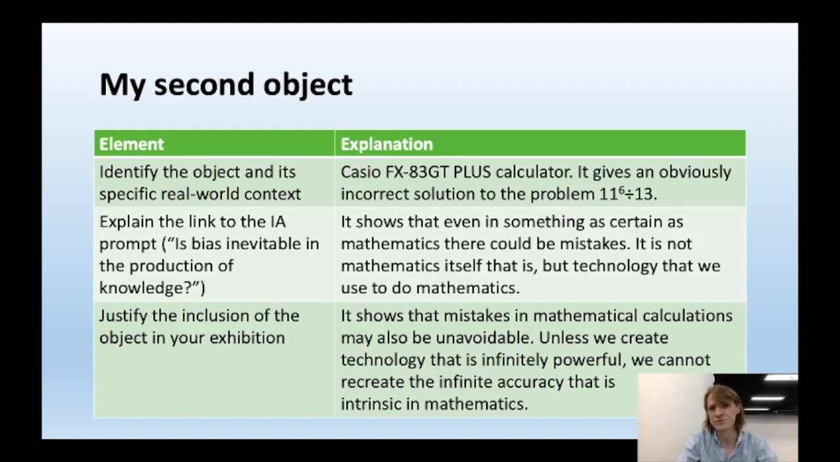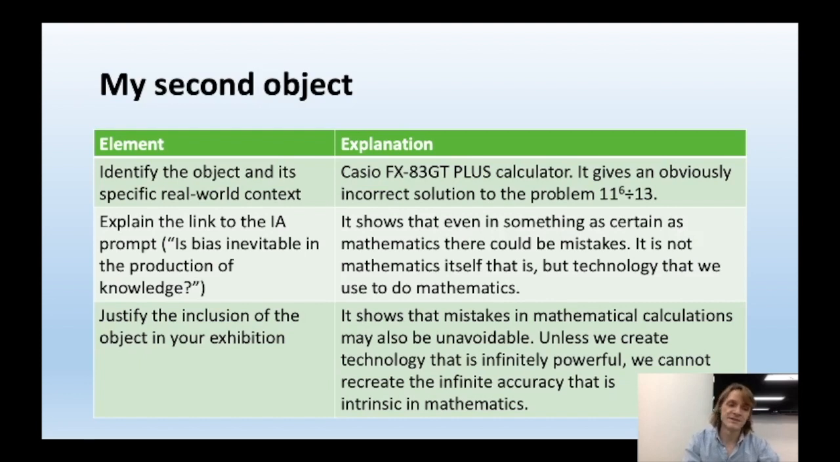The real-world context seems to be pretty specific. How will I explain the link to the IA prompt? Well, this example shows that even in something as certain as mathematics, there could be mistakes. It's not mathematics itself that is mistaken, but the technology that we use to do the mathematics. And to justify the inclusion of my object in my exhibition, I can bring up the idea of inevitability again.